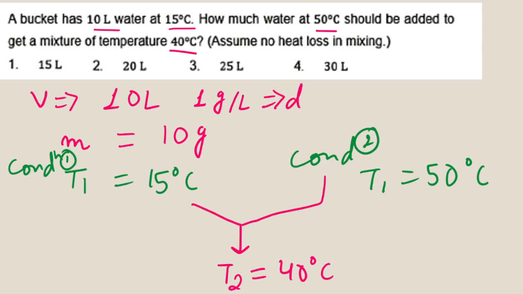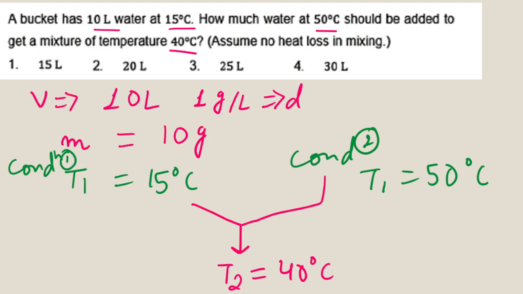So let's see. The formula of heat loss or heat gain will be Q is equal to mass into specific heat capacity, sometimes represented by S or sometimes by Cs as well. So we can use a simple term like S, and temperature difference is the difference between two temperatures, final minus initial. As already given in the question, we need to assume no heat loss in mixing.